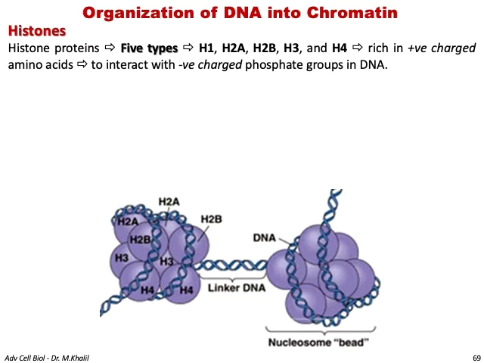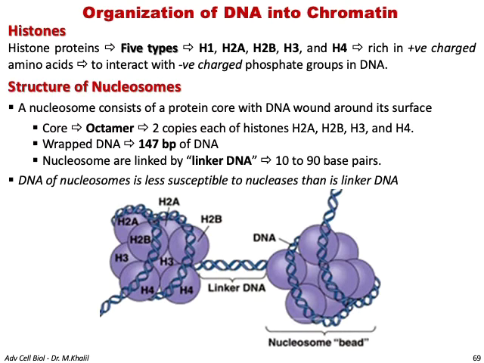The histones. The histone proteins are 5 types, from H1 to H4, rich in positively charged amino acids to interact with the negatively charged phosphate groups. As you can see from the photo, the DNA is wrapped around the histones, separated by a linker DNA. The structure of the nucleosomes.